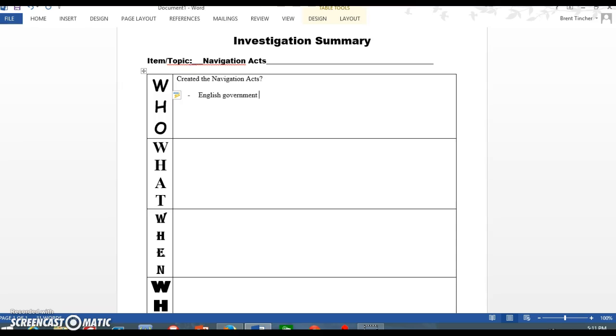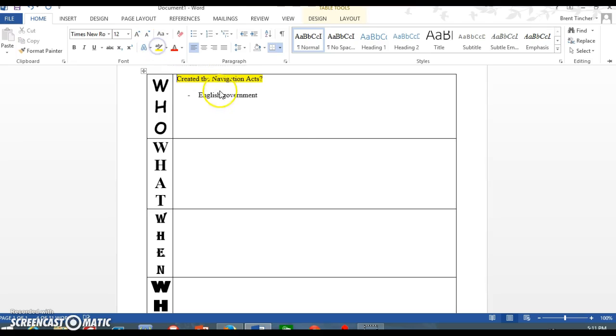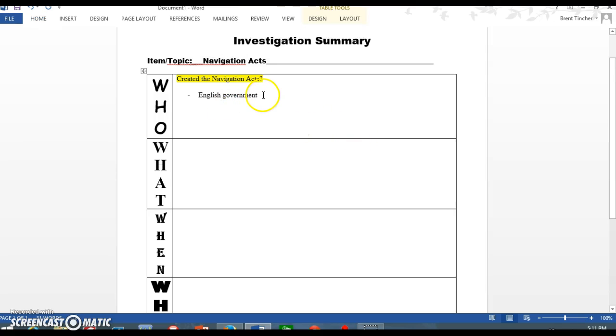Now I don't need to put down "created the Navigation Acts" because I see my question right above. So to make sure that question stands out as a question, what I'm going to do using my Microsoft Word is go and highlight that part of the text. Now you could do this by just simply pulling out a highlighter from your pencil pouch and highlighting it. So I've got that the Navigation Acts were created by the English government.